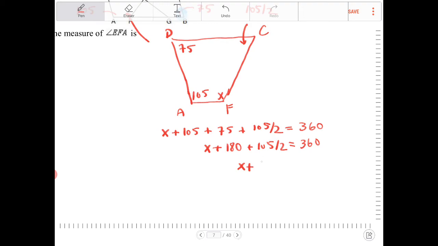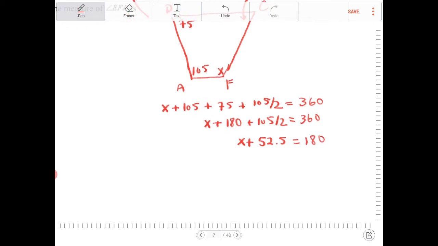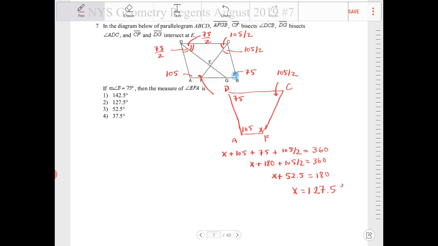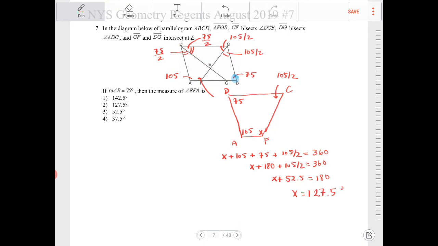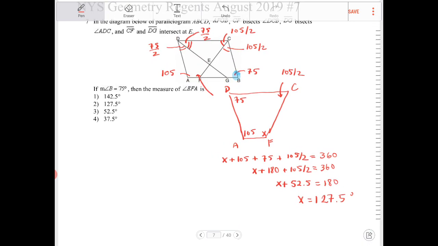I get X plus, what is that, 52.5 is equal to 180. Subtract both sides by 52.5. I will end up with 127.5 as X. So I'm looking for angle EFA, which is also going to be 127.5, and that would be option 2.